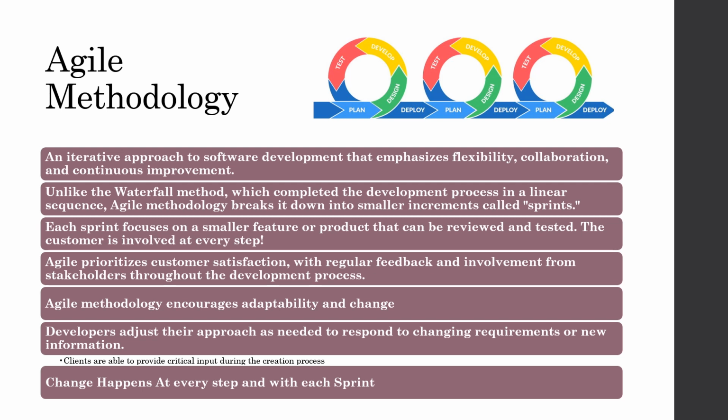Each sprint focuses on a small feature among many that we know we're going to have to deliver. And that small feature can be reviewed and tested. We can get thumbs up from the clients, and the customer is involved all the way along. What Agile tries to do is prioritize the idea that we want this product to be what the user actually wants when we get to the end. And we don't get that by gathering requirements and then going away and hiding for a year and a half and coming back with a final project.